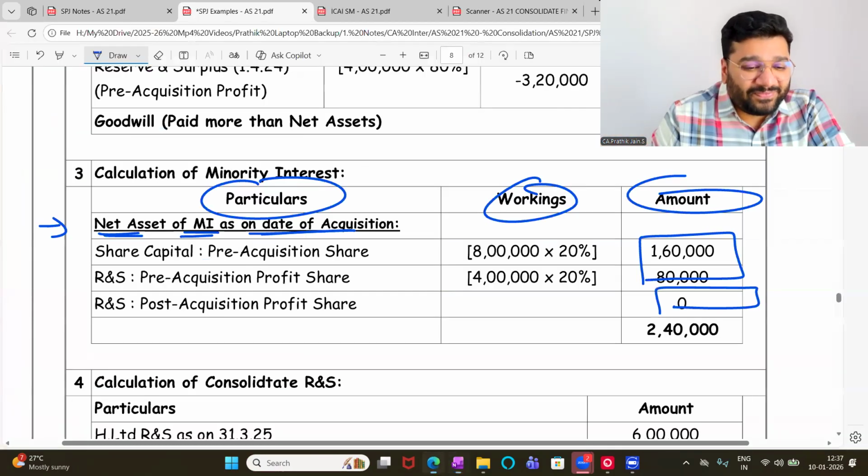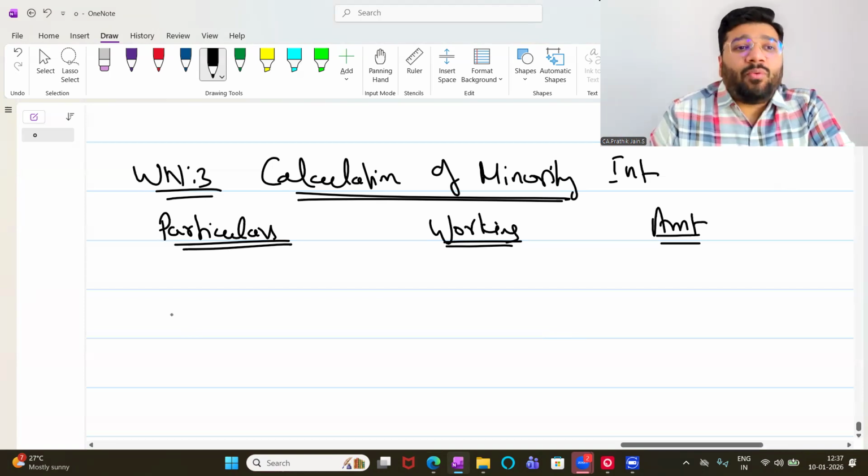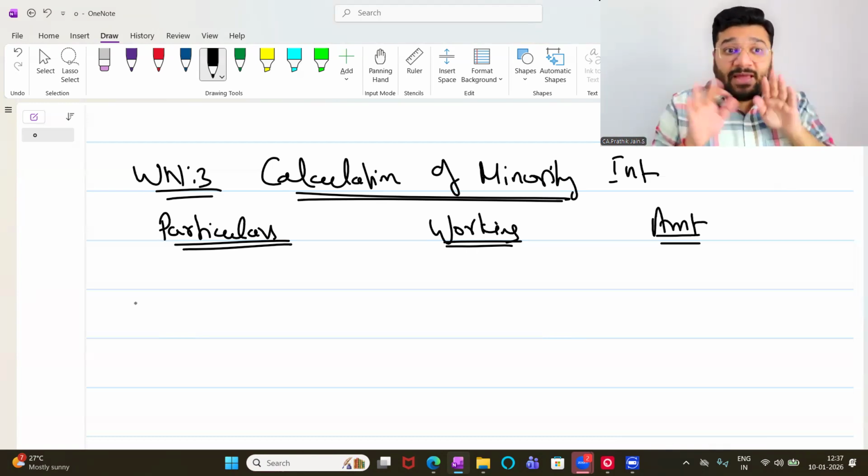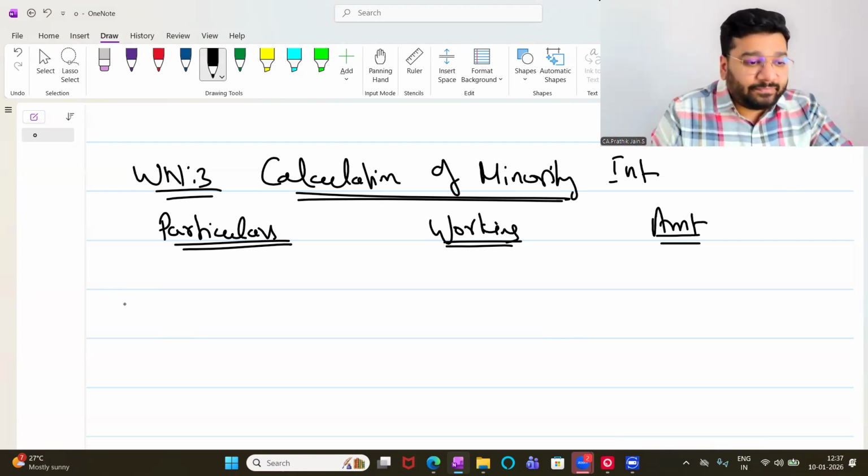Now I want to know what is the total money that I owe to minority. I owe them share capital. If I close the business today, what will I repay back? Share capital I repay back. How much?